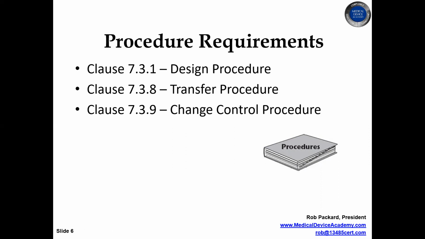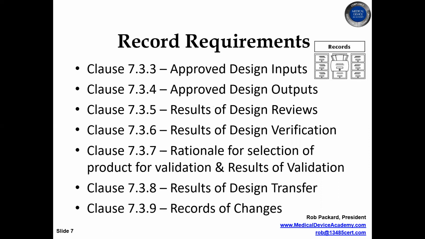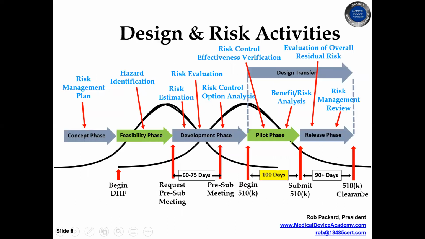You do not have to have 2 separate procedures. You could have 3, you could have 1. It's up to you, but you are required to have a documented and approved procedure for those 3 areas. Here are the requirements for records. So each of these clauses has a different requirement for records, and I've listed them all here. And certain ones of these need to be approved, like inputs, outputs, verification, validation, and then the final release of your product also.